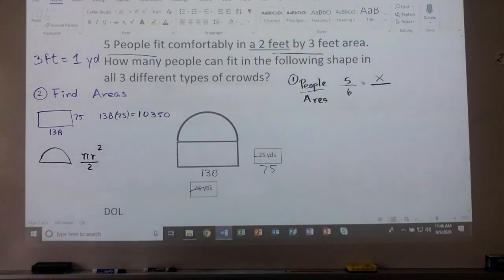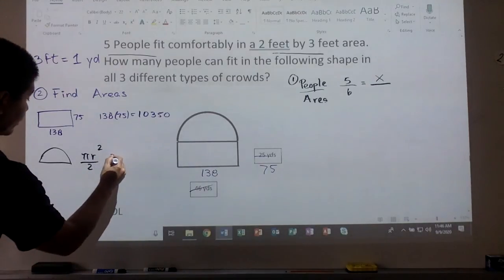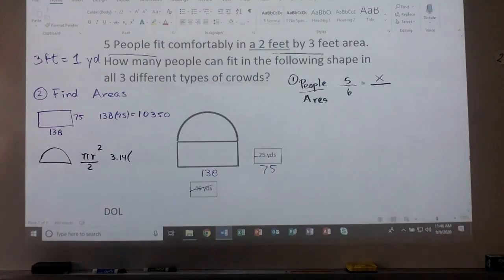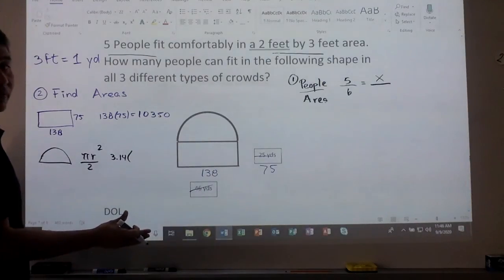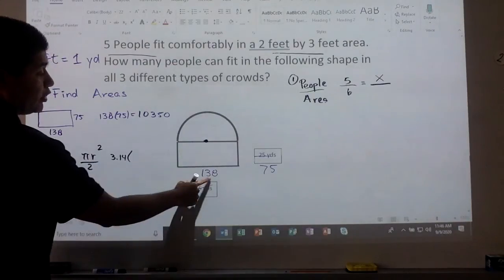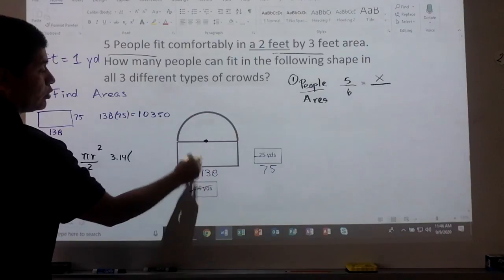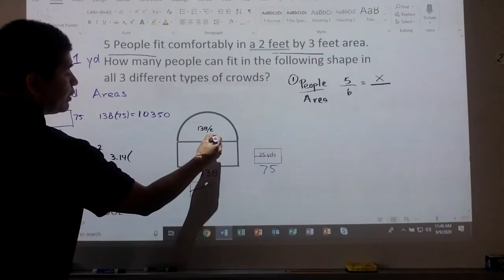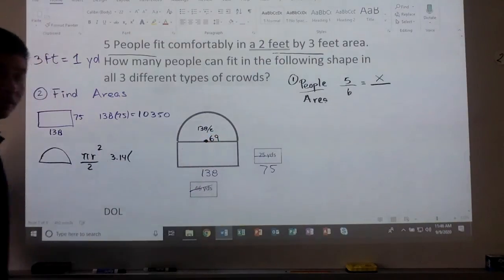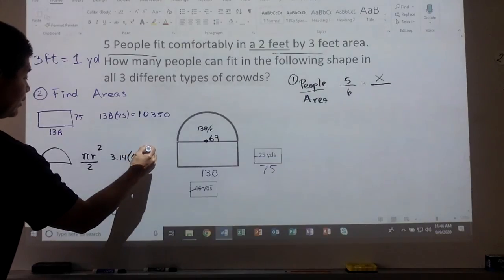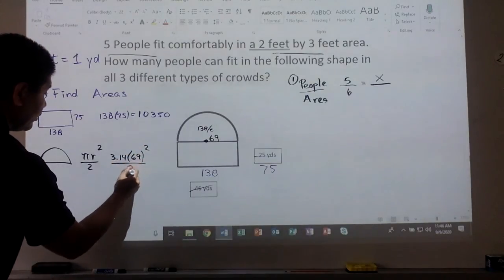So pi. I don't know if you have it in your calculator, but if you don't, pi is just 3.14. Parentheses. I need to look for the radius. Well, the radius, if you recall from geometry, is just half of the diameter. So 138 divided by 2 should give me 69. So I know my radius equals 69, squared, divided by 2.